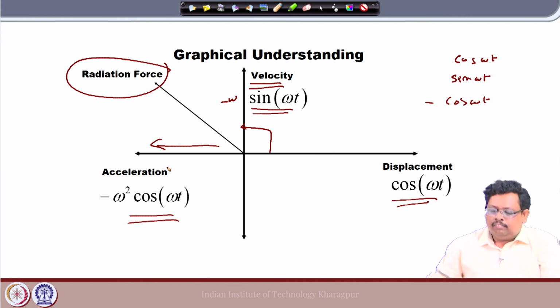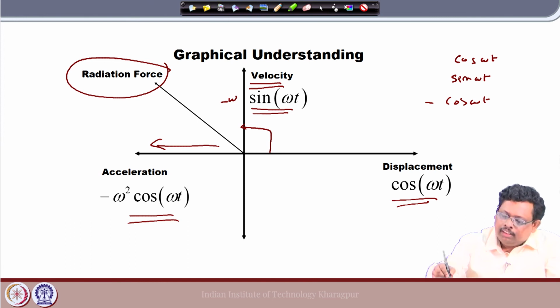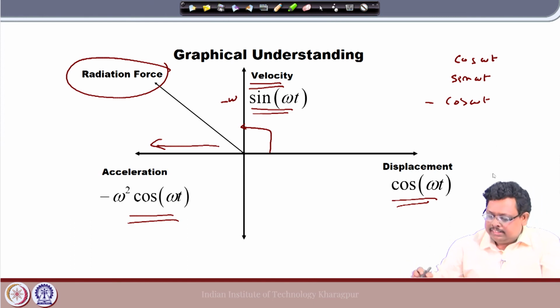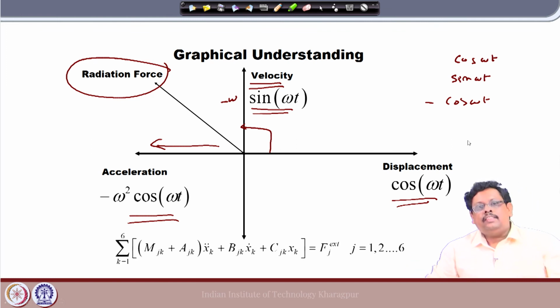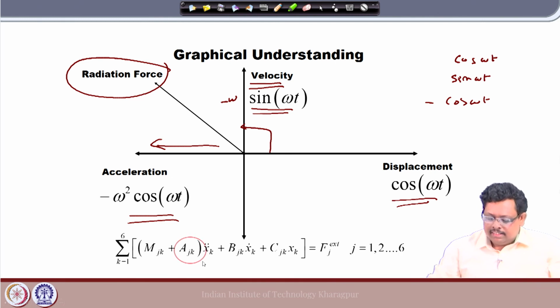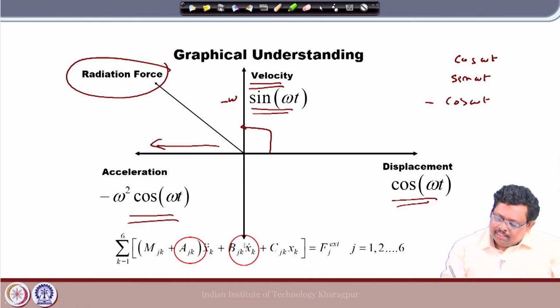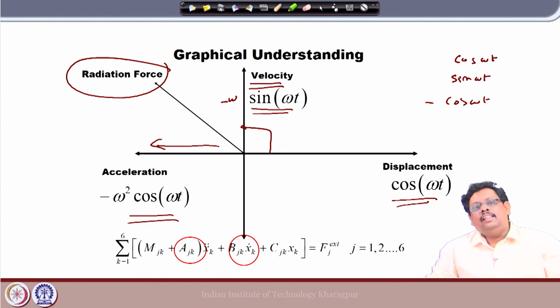Now, the force in the direction of the acceleration is called the added mass, and we define this as A, and the component which is going with the velocity, we call this component damping, and we denote it as B.